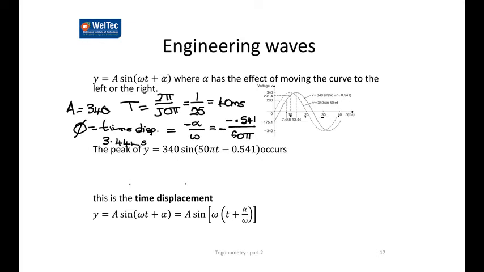So the graph is going to move, it's negative, negative, so the curve is going to move to the right by 3.44 milliseconds. That means that every single point is going to be 3.44 milliseconds to the right. Okay, so the peak of this shifted curve is going to occur 3.44 milliseconds after the peak of the unshifted one.